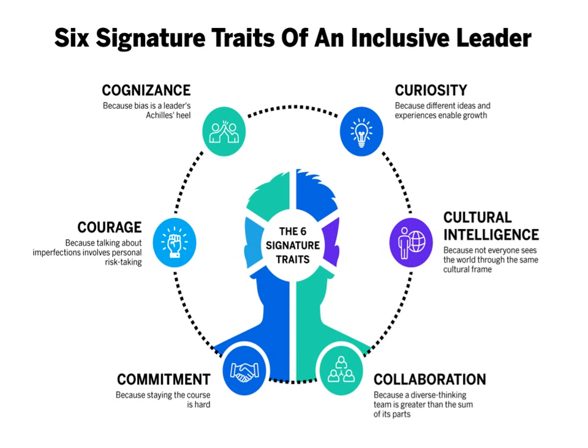There are 6 major signature traits of an inclusive leader. Very first one is commitment. The commitment to staying the course consistently is not the easiest path. However, decidedly, inclusive leaders stay committed to diversity and inclusion. Second one is courage. They are not afraid to show their own humility for limitations or not always having the answers. Third, cognizance of bias.